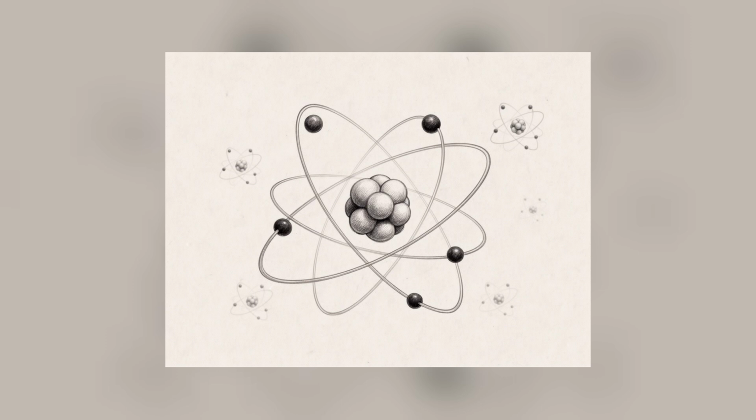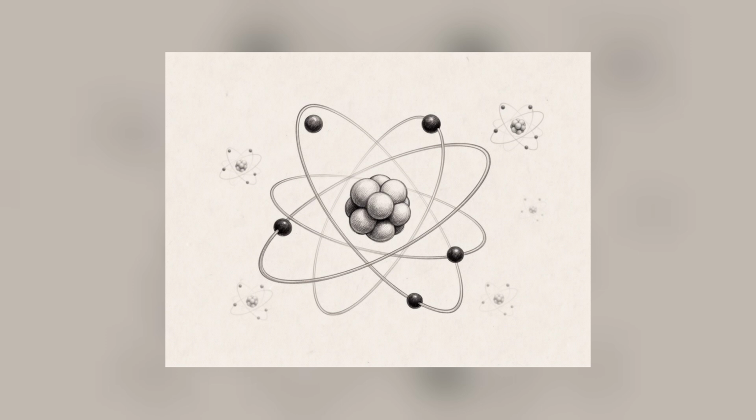Neutrons are similar to protons in many ways. They have nearly the same mass and also live in the nucleus, but they carry no electrical charge. They are neutral, which is how they got their name. Neutrons can vary in number, even for the same element. This variation creates what we call isotopes, atoms of the same element that have different numbers of neutrons, and therefore different masses. Some isotopes are stable, while others are radioactive and decay over time.